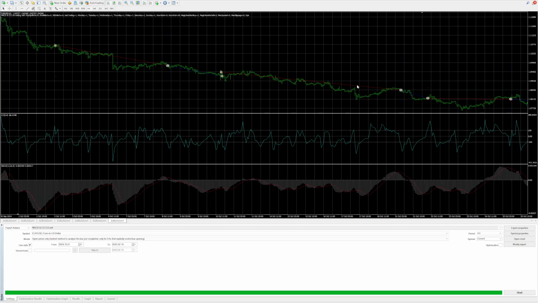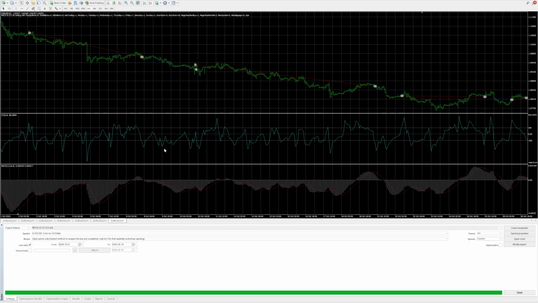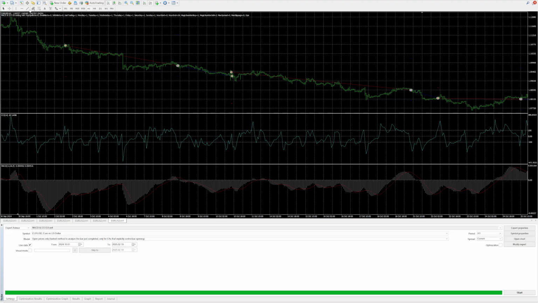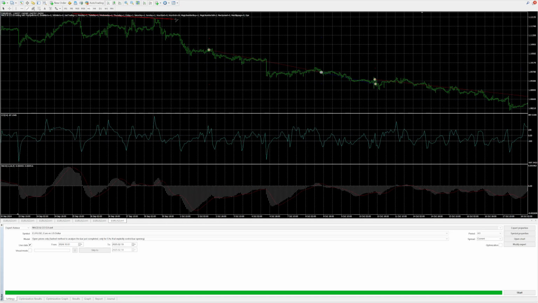Okay, so here you can see the MT4 trading platform. This is a visual backtest that I've run with the EA. In the strategy tester window, we've selected the MACD and CCI EA. As the name suggests, this combines the MACD indicator with the CCI indicator and can be good for spotting pullbacks in trending markets. So for example, we've got resistance up here, support here.